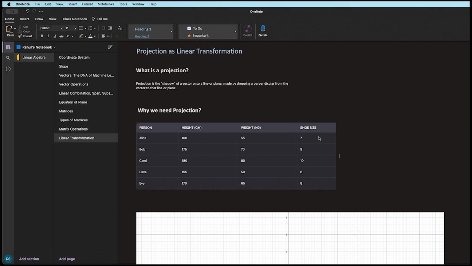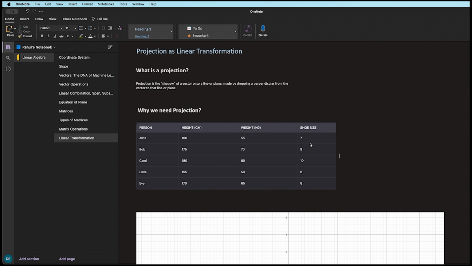Now if you look properly at this data set, height, weight and shoe size are correlated. Suppose the person is very tall, then his weight will be more, and similarly his shoe size will be larger. And if the person has very little height, then the weight will be less and the shoe size will be smaller. So you can understand how these columns are correlated.